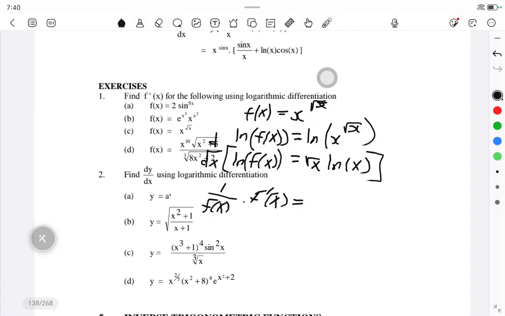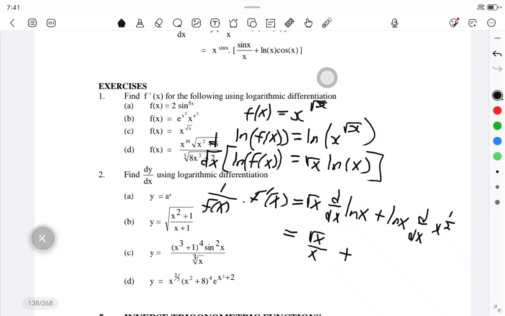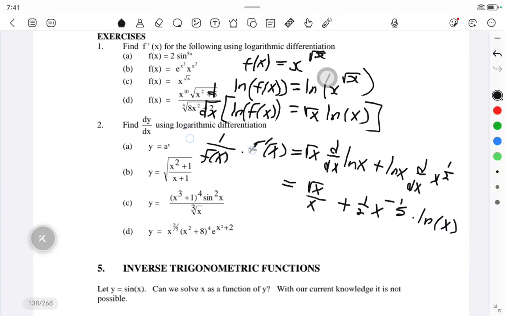This will be equal to, when I derive this, we realize that this is a product rule. So we keep one, derive the other. So we keep x, we derive ln x, plus we keep ln x, we derive root of x, which is 1 over 2 x to the 1 over 2. So this will be root of x over x, plus 1 over 2 x to the 1 over 2 minus 1 times ln x. Here we just use the power rule: drop the 1 over 2 and subtract 1 to get that.